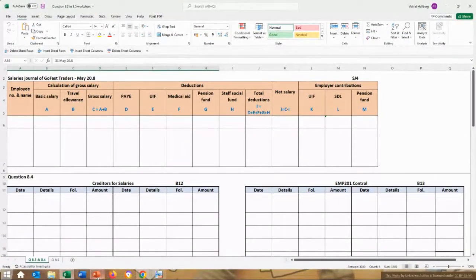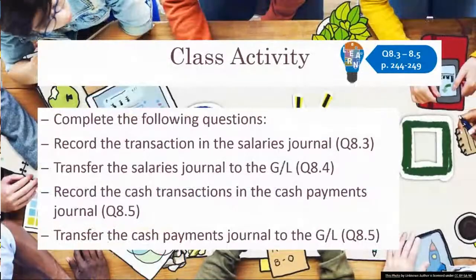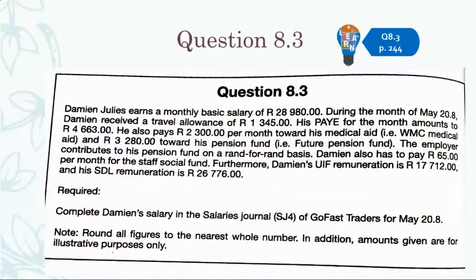Okay, I don't have the question open, so let me just go back to the slide. Okay, so let's read the question on the slide. This is in my textbook on page 244. In your textbooks, it will be about 7 pages prior to that if you've got an older textbook. Okay, so Damien Julies earns a monthly salary of $28,980. Okay, so that's his basic salary. During the month of May, Damien received a travel allowance of 1,345 Rand.